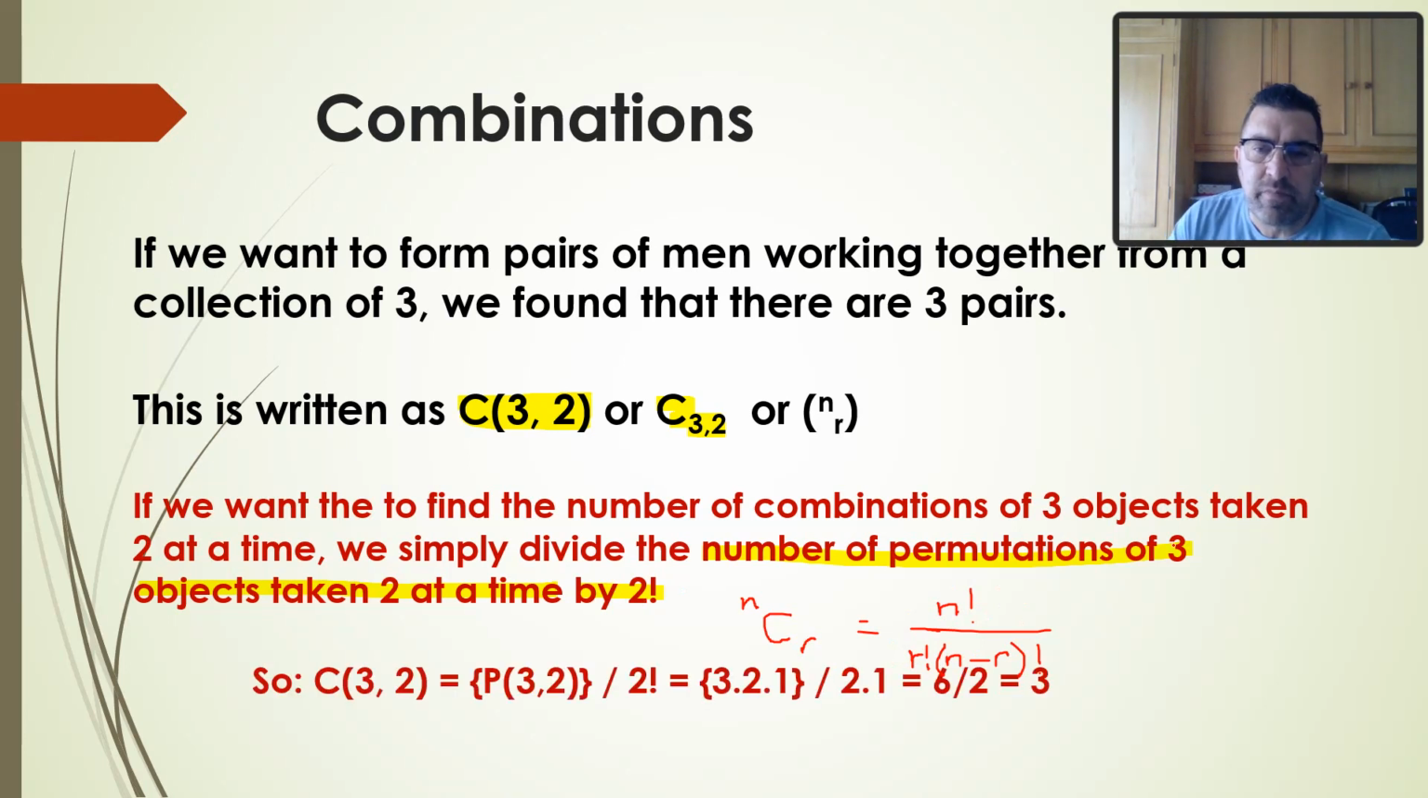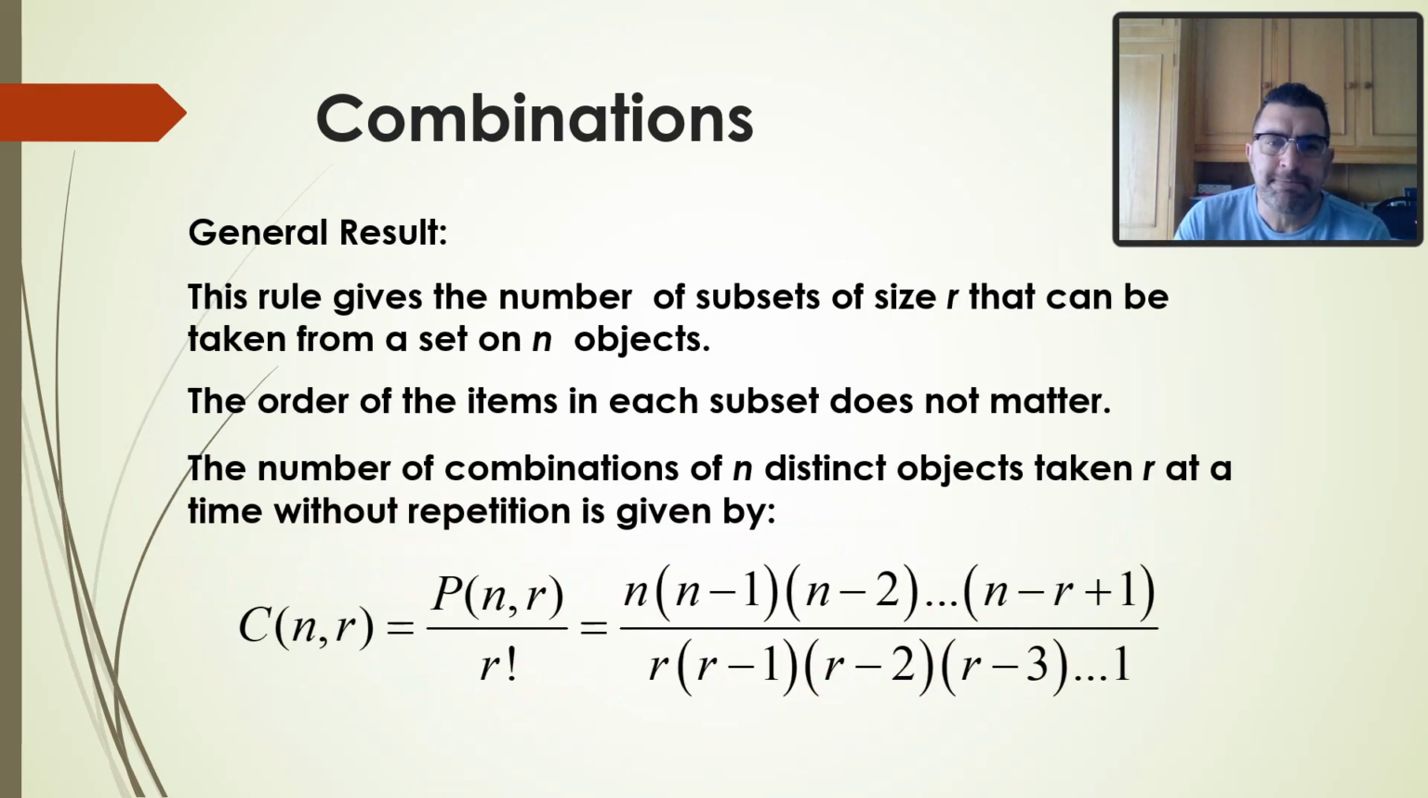Okay, so with that in mind, 3 choose 2 will be a permutation of 3 choose 2 divided by 2 factorial. So it's 3 times 2 times 1 divided by 2 times 1. So it will be 3 only. The 2 times 1 and the 2 times 1 cancel one another. Okay, so there is the rule.